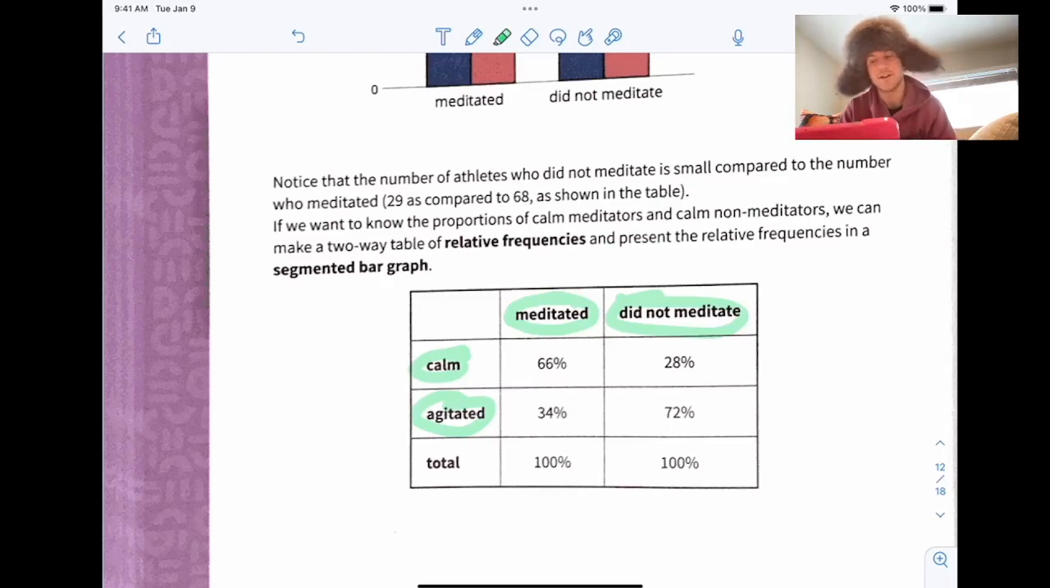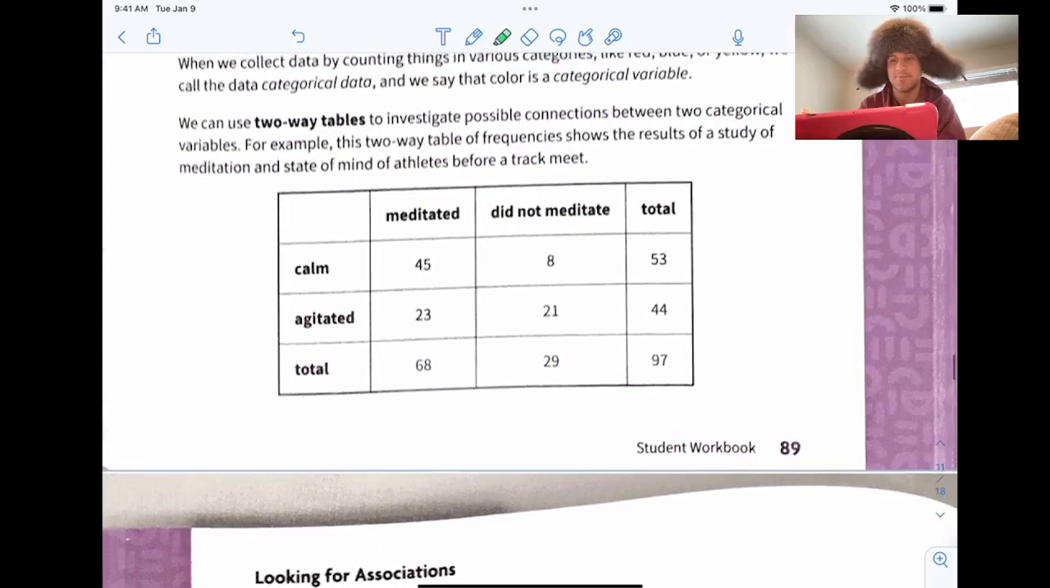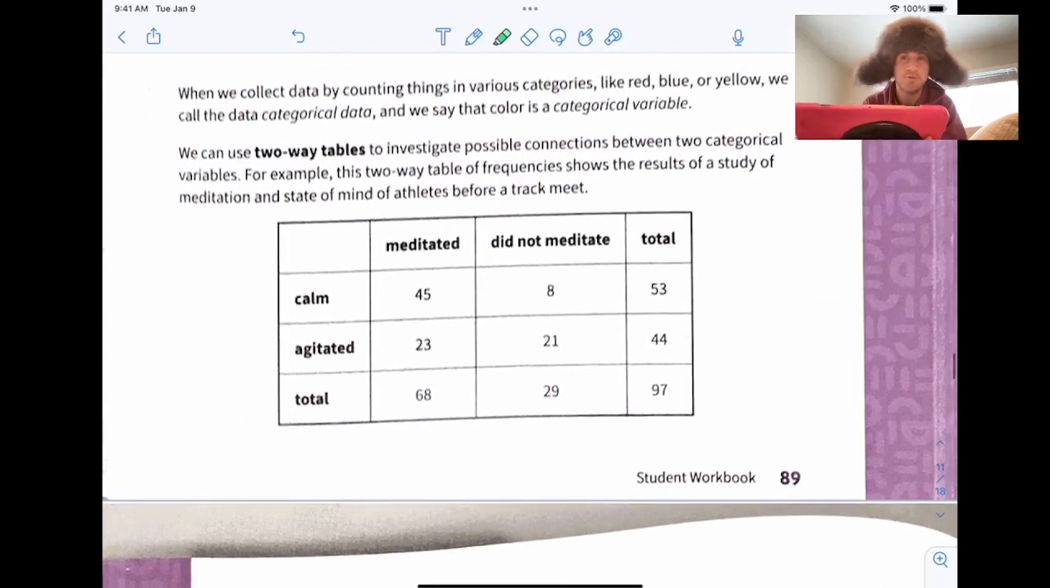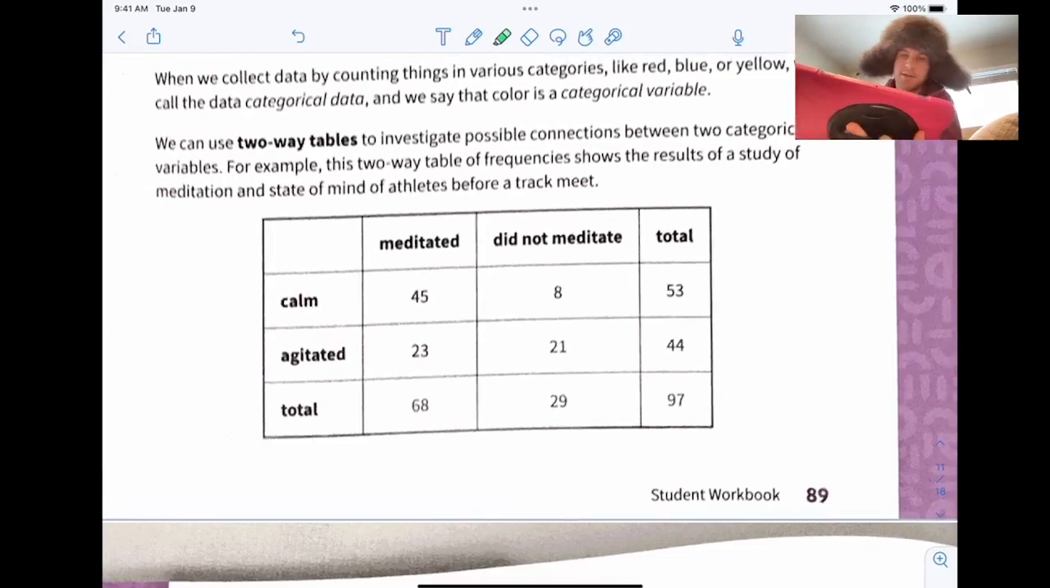Now, in order to understand a relative frequency table, we've got to look at the two-way table here. Okay, so we've got a two-way table comparing the same information. Did we meditate? Did we not meditate? Are we calm or are we agitated? Now, again, you can see here that out of the people who are calm, most of them meditated, the vast majority. So we can kind of see an association there.